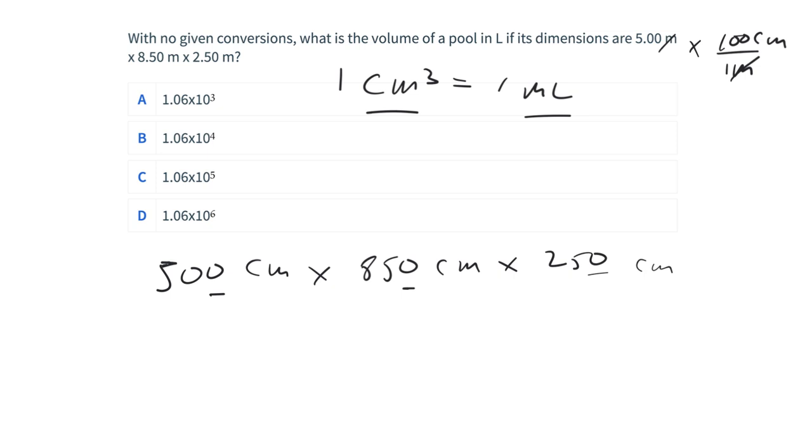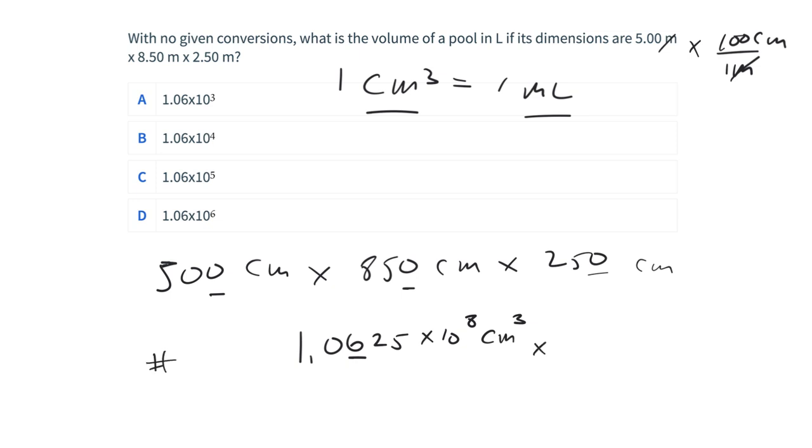So if I go 500 times 850 times 250, that gives me a volume. It's a big number. I'm going to switch to scientific notation mode on my calculator. So it says 1.0625 times 10 to the 8, and the units would be cubic centimeters. And of course, that would have 3 sig figs because I just multiplied 3 by 3 by 3 sig figs.